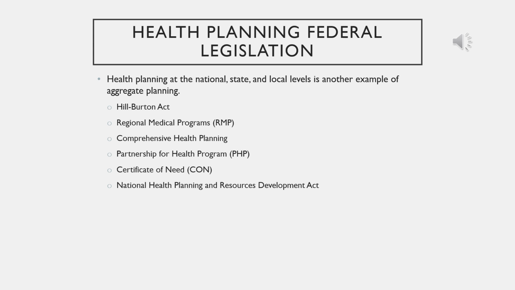There's also comprehensive planning, which broadened the previous legislation associated with health planning. It combined the Partnership for Health Amendments of 1967, and these amendments created the Partnership for Health Program, or PHP. The PHP provided federal grants to states to establish and administer a local agency program to enact local comprehensive healthcare planning.